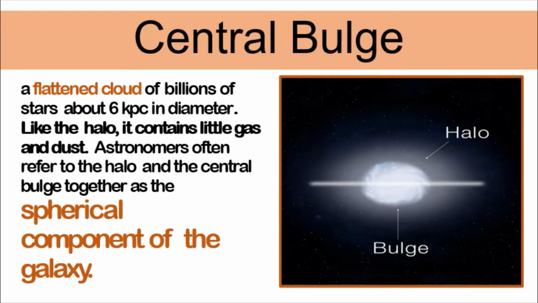So what is a kpc? I will tell you that. The full form of kpc is kiloparsec, and if we convert that into meters, it will be 3.086 times 10^19. Astronomers often refer to the halo and the central bulge together as the spherical component of the galaxy.